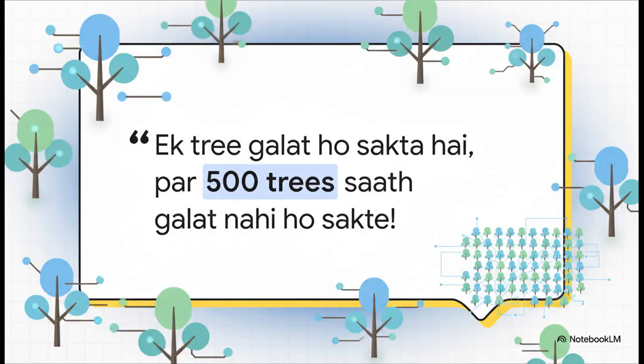All right, let's get into the core philosophy here. There's this famous saying in our community, "एक tree गलत हो सकता है, पर 500 trees गलत नहीं हो सकते." Exactly. One tree can definitely make a mistake, but 500 trees voting together, they just can't be wrong. This is the absolute foundation of why random forest is usually such a beast. It completely relies on the wisdom of the crowd.